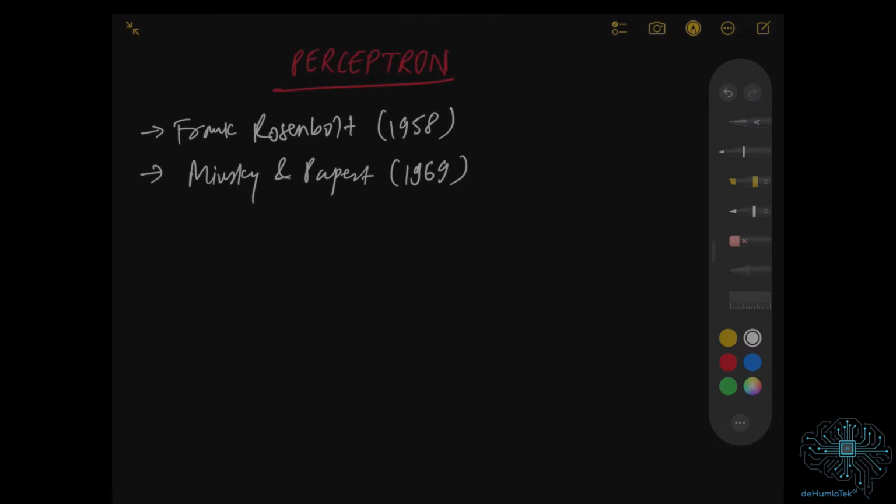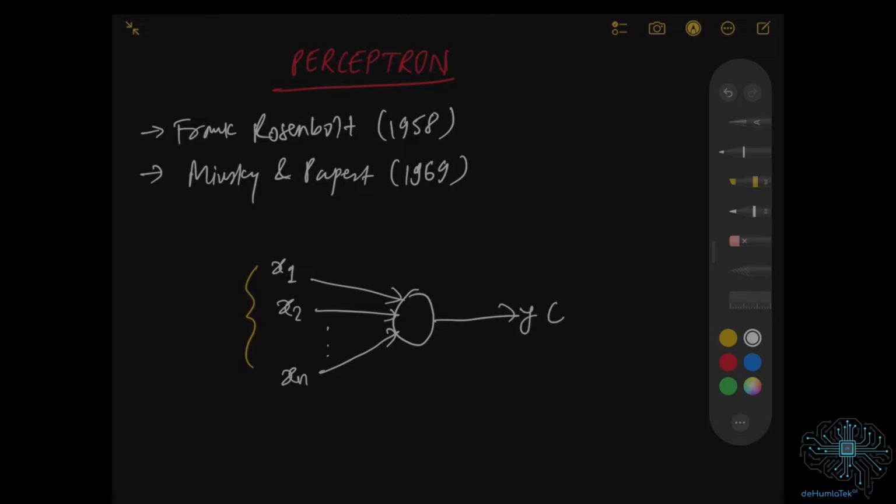The perceptron is just a modified version of the McCulloch-Pitts neuron. If we look at the McCulloch-Pitts neuron, let's say it has n inputs. Now in the perceptron, the variables are no longer limited to Boolean variables. They can be any real number values.